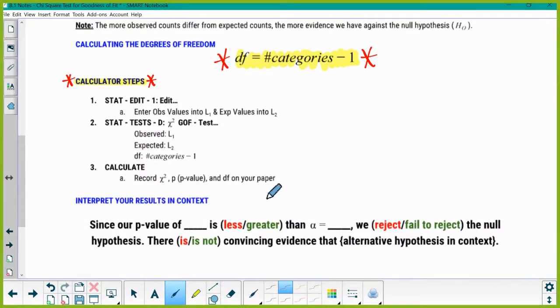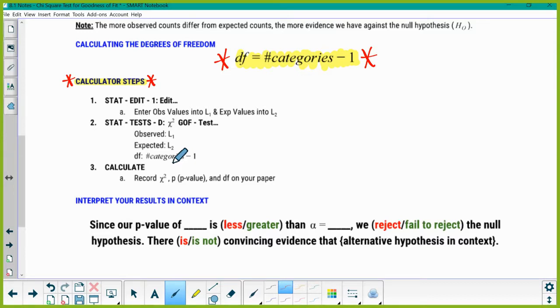Now, calculator steps I will run through with you when we're actually performing the test in just a second. So we will get back to this. But again, it's going to be in that stat tests menu. With this particular type of testing, we do have to enter data into a table. So we will put our observed values into L1, our expected values into L2, run the test, and we should get out our chi-squared value and our p-value.